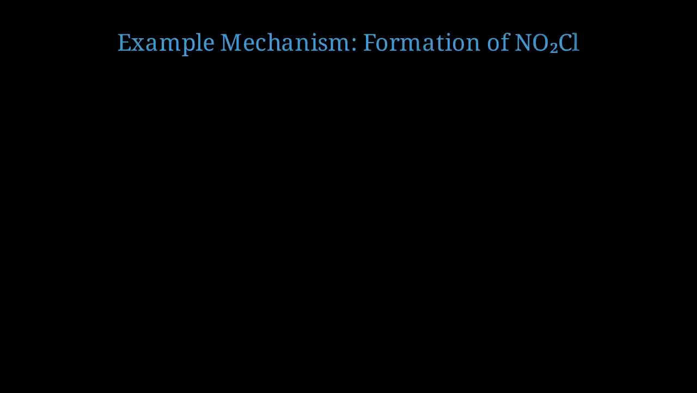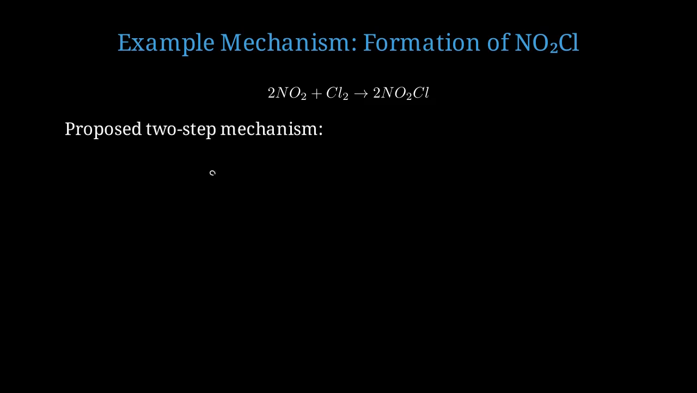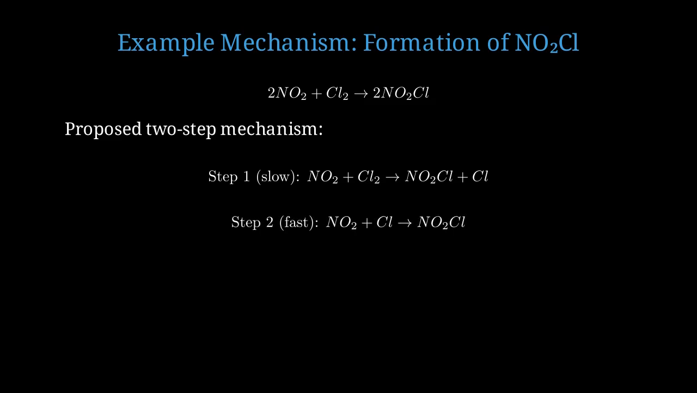Let's look at a specific example. Consider the formation of nitrile chloride from nitrogen dioxide and chlorine. The overall reaction is 2 nitrogen dioxide plus chlorine gas produces 2 nitrile chloride. A proposed mechanism has 2 elementary steps. Step 1 is slow. Nitrogen dioxide reacts with chlorine molecule to form nitrile chloride and a chlorine atom. This is the rate-determining step. Step 2 is fast. Another nitrogen dioxide reacts with the chlorine atom to form another nitrile chloride.